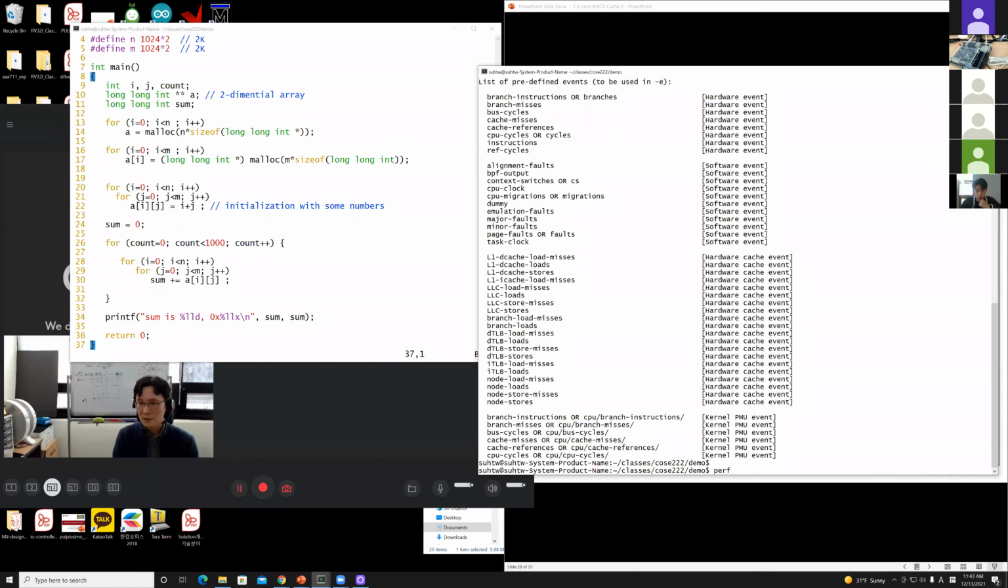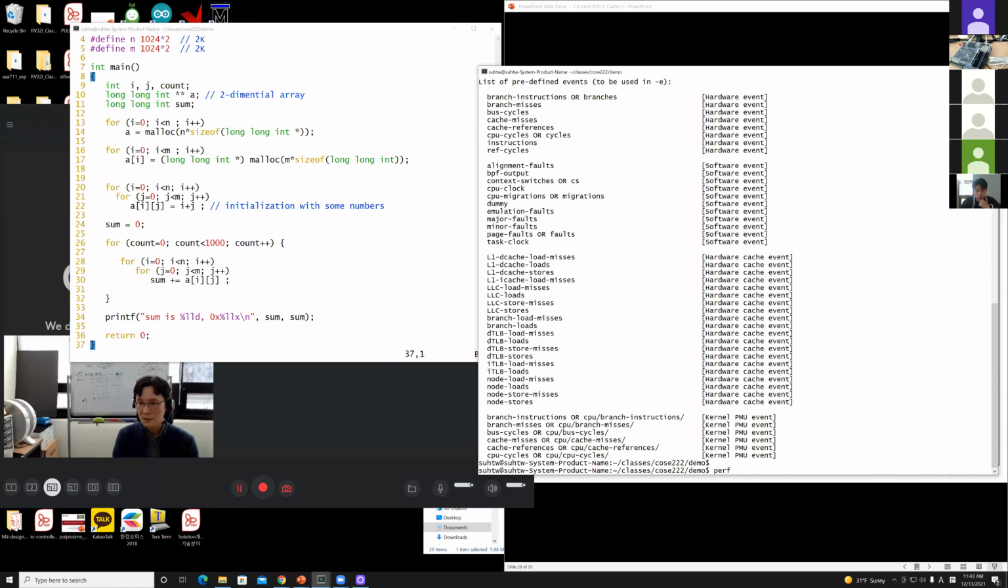So here, look at this. I want to use event -e. Okay, report CPU clock cycles. How many clock cycles to execute that program, right? Event instructions. How many instructions got executed?